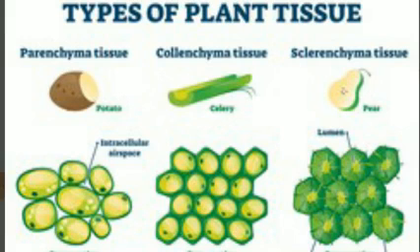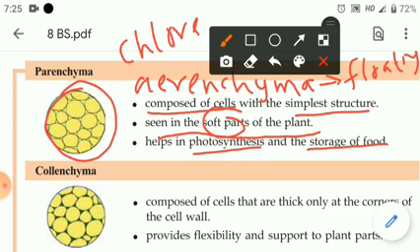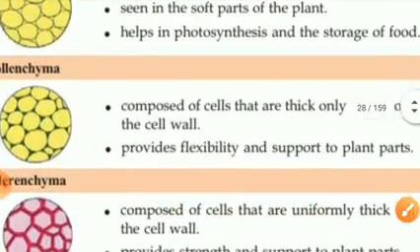So what is chlorenchyma? Chlorenchyma is the type of parenchyma which consists of chlorophyll. This is about parenchyma. Then next is collenchyma.